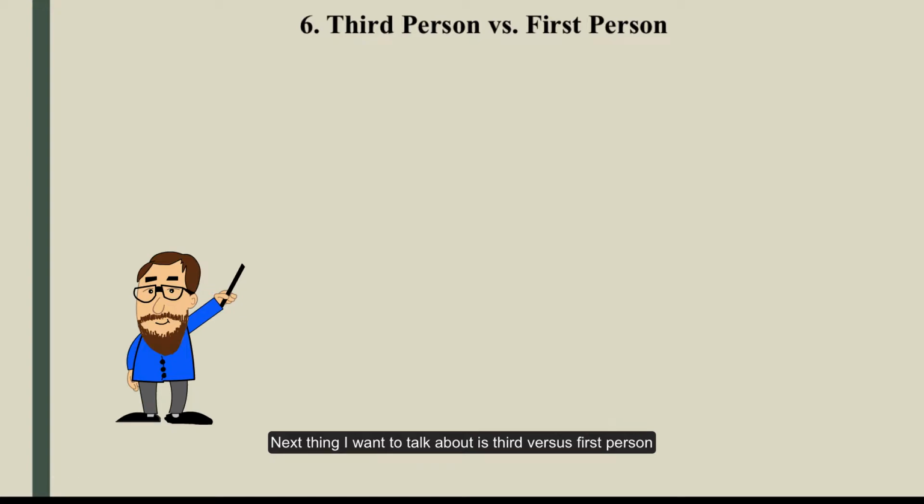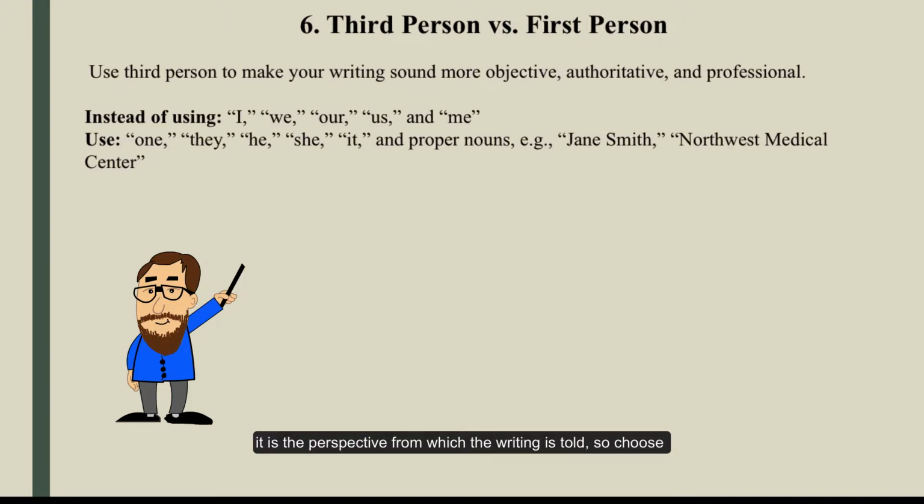The next thing I want to talk about is third versus first person narration. Narrative perspective is very powerful. It is a perspective from which the writing is told. So choose your point of view carefully and make sure that it's in line with the assignment and what the instructor calls for.